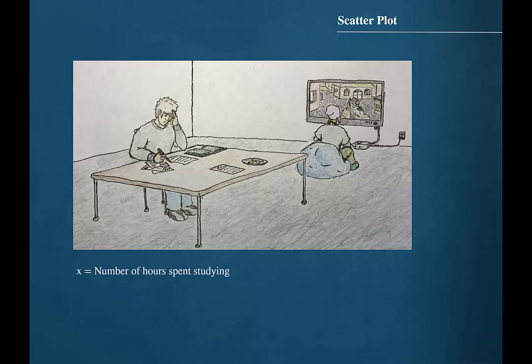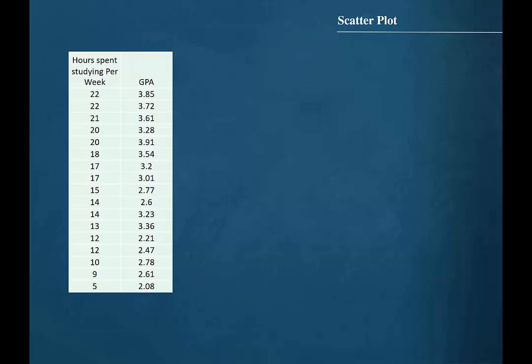It is a natural assumption that a student's GPA depends, to a certain extent, on the number of hours the student spends studying. So the GPA would be declared as the dependent variable and is designated as the y variable. The table shows the number of hours spent studying per week and the GPA for a sample of 17 students.